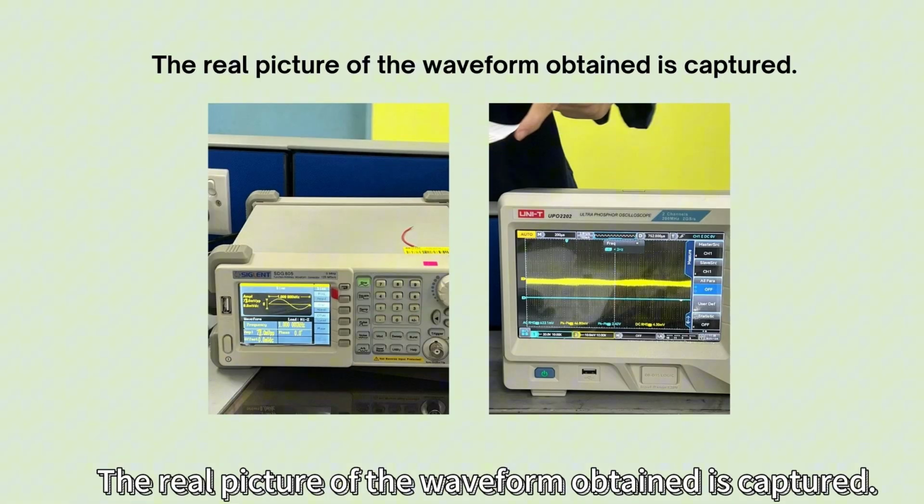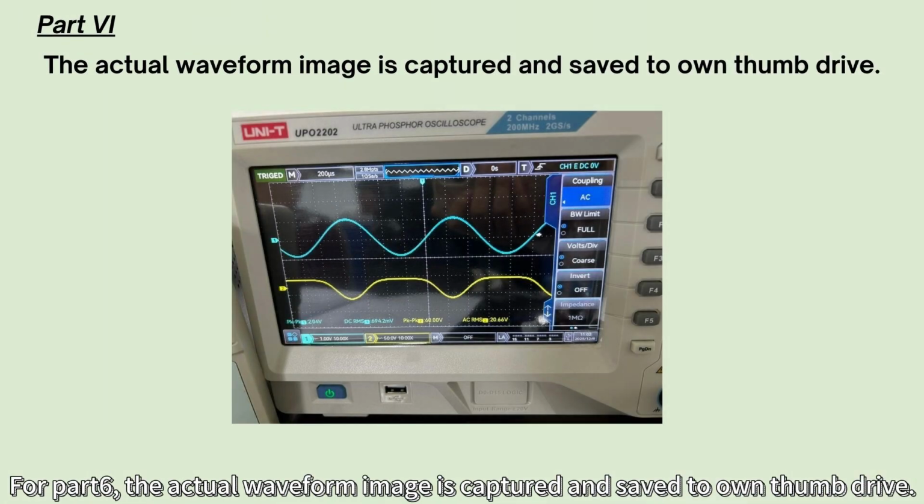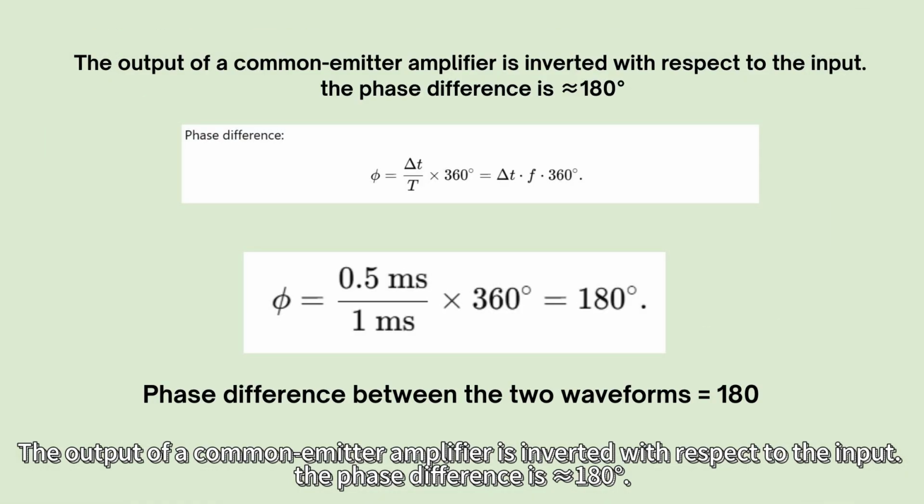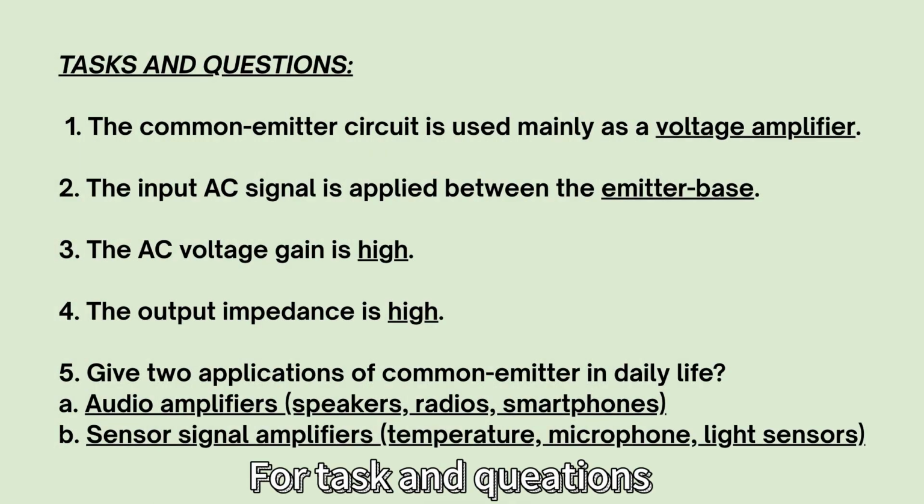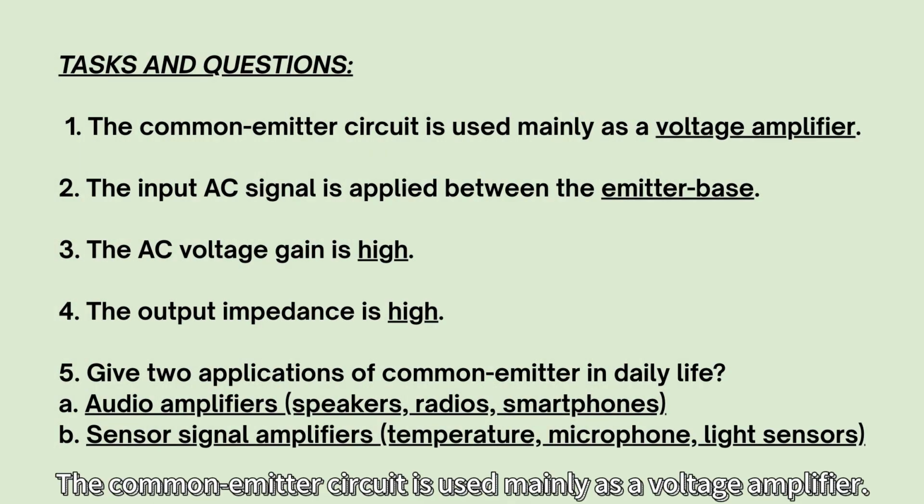The real pictures of the waveforms obtained are captured. For part 5, the actual waveform image is captured and saved on a thumb drive. The output of a common emitter amplifier is compared with respect to the input. The phase difference is 180 degrees after calculations, and the phase difference between the two waveforms is equal to 118 degrees. For tasks and questions, the common emitter circuit is used mainly as a voltage amplifier.